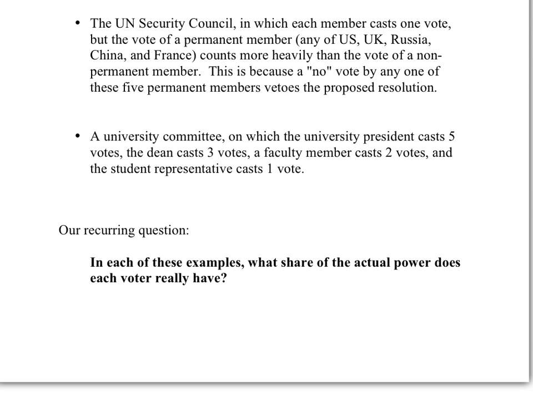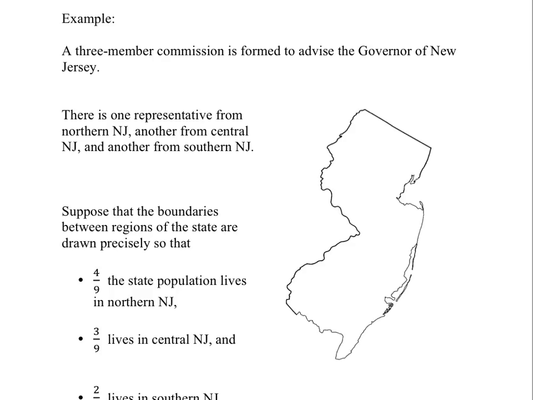Our recurring question is the following. In each of these examples, what share of the actual power does each voter really have? That turns out to be a hard question. This is much more subtle than it looks, and this is where we need some mathematics to help us sort it out. Here's an example that will help us understand why this question is not so easy and not so straightforward.